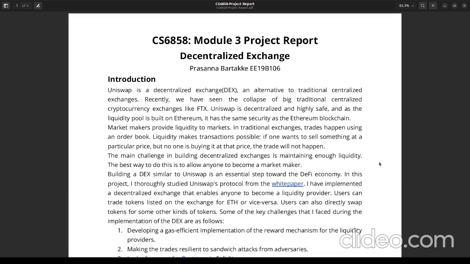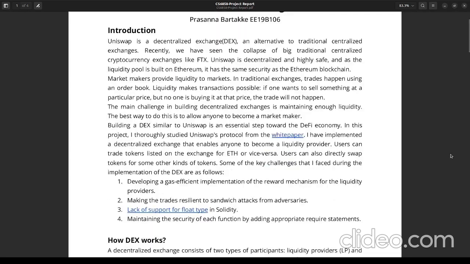The main problem while building a DEX is maintaining liquidity. Liquidity is essential for making transactions possible. Uniswap solves this problem by allowing anyone to become a market maker and rewarding the liquidity providers proportional to their contribution to the liquidity pool. These types of exchanges are also known as automated market makers. These were some of the challenges I have tried to solve in implementing the DEX.